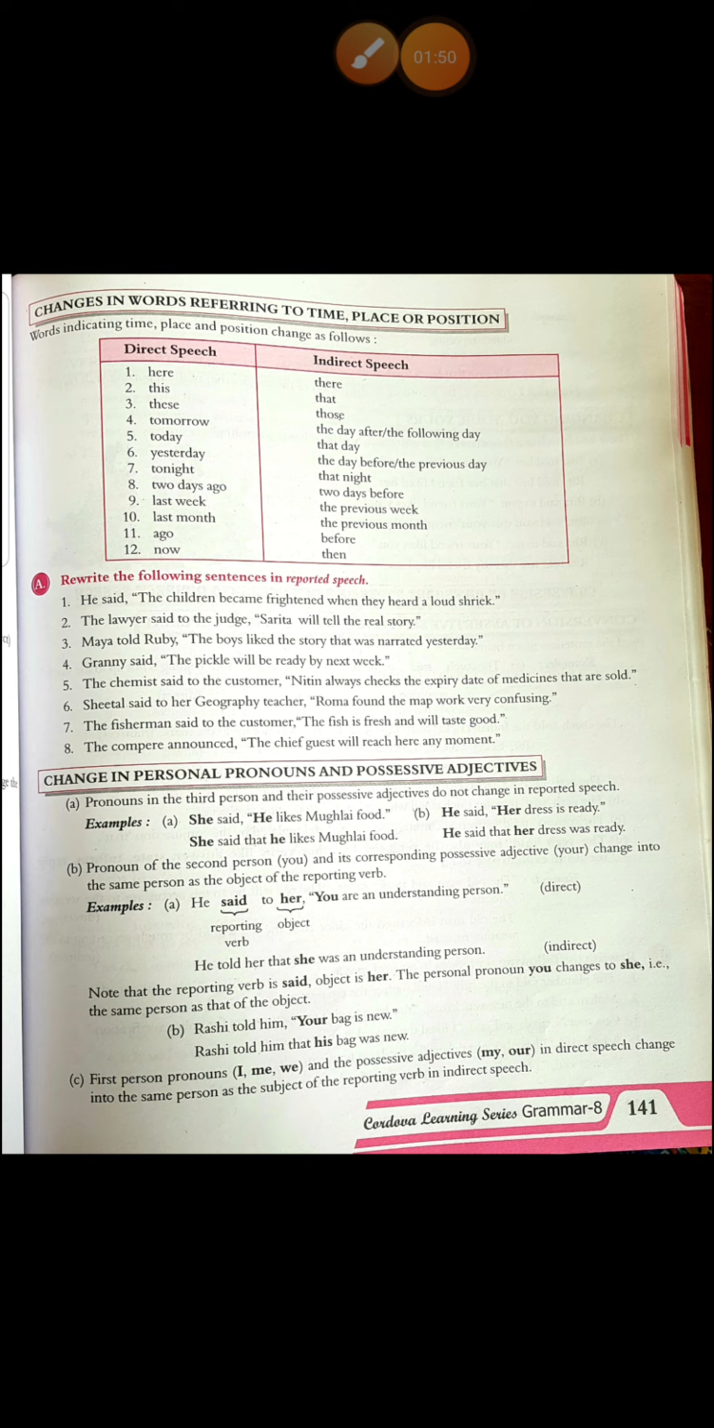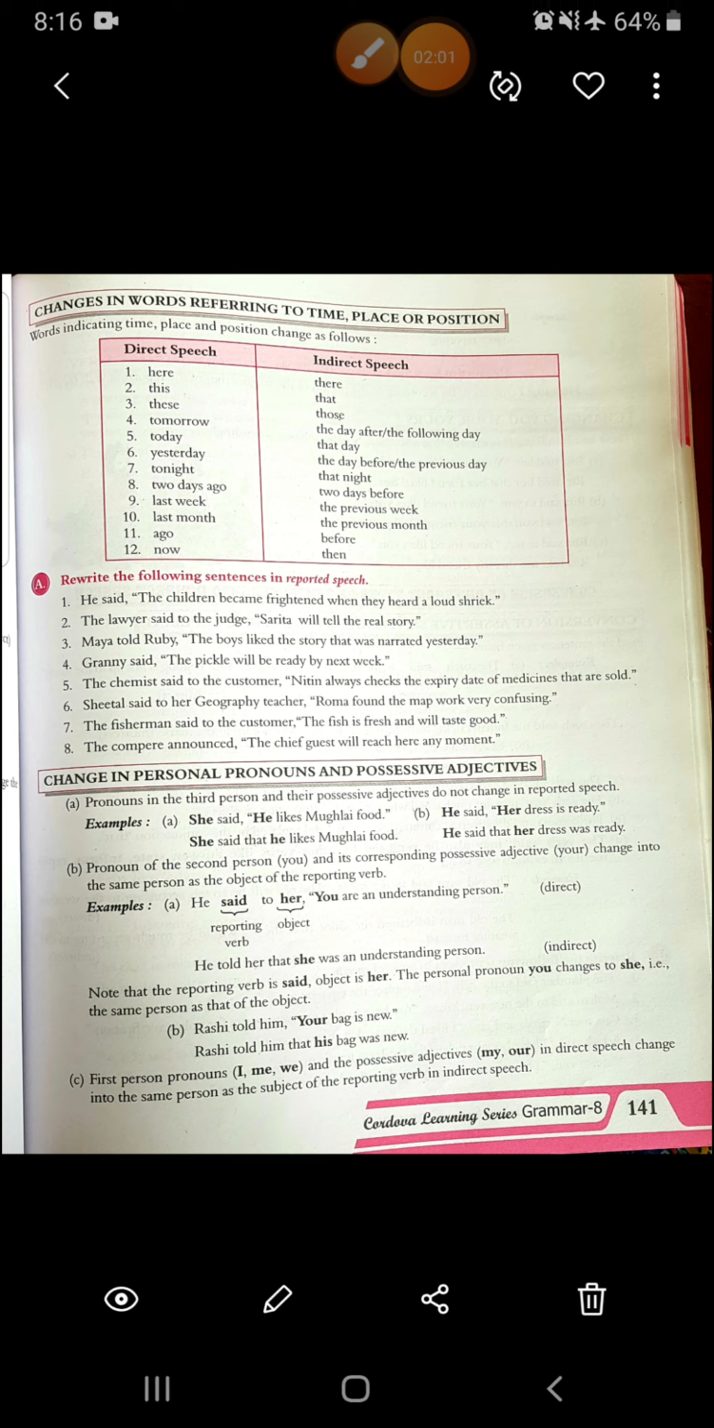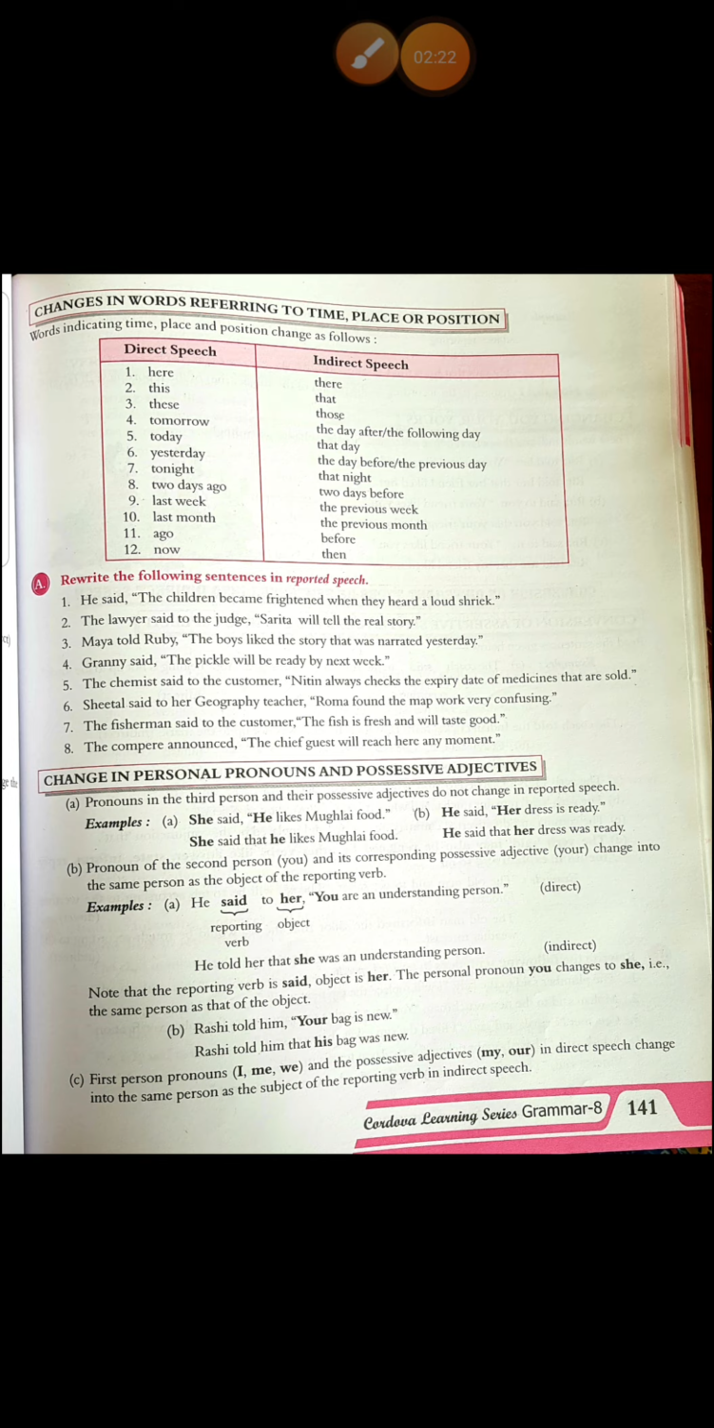The next point is pronouns of the second person. Second person means you, and its corresponding possessive adjective, like yours, change into the same person as the object of the reporting verb. See, he said to her, "You are an understanding person." Here the reporting verb is said and the object is her. So what is being said above? That if the pronoun of the second person is you, and its corresponding possessive is your, it changes to the same person as the object. The object here is her, so it will change according to her.